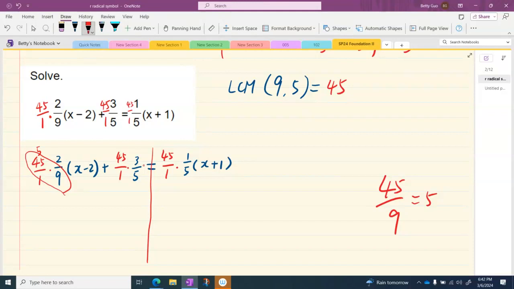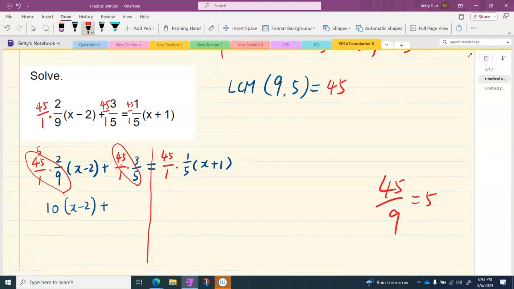And we still have a 2 on the top. Make sure you see we still have a 2 on the top, and now we have a 5. 5 times 2 is 10. So the coefficient of this parentheses is 10. And that part does not have denominators anymore. Yeah, eliminate denominator.